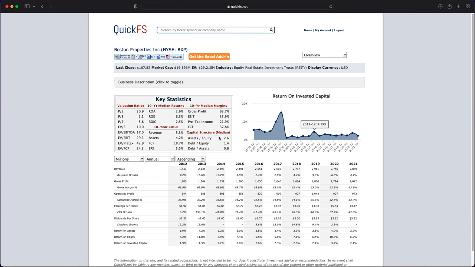So for me, Boston Properties is an avoid. I would not put it on my watch list. I would not buy it. It's just not interesting to me at all because these returns on invested capital are way too low. I want to see this number around 10% and we're at 2%. So for me, I avoid Boston Properties.